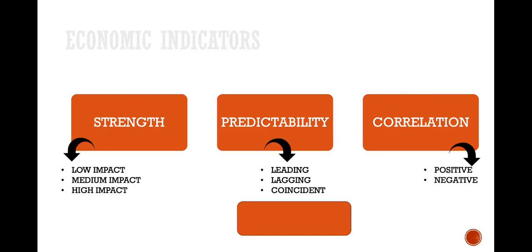So it's all data that are coming together. I like to look at medium impact also, because it's all different data that comprises, at the end of the day, the decision that the Fed will make. Then the predictability of it: is it a leading indicator, a lagging indicator, or a coincident indicator? Then is the correlation positive or negative?